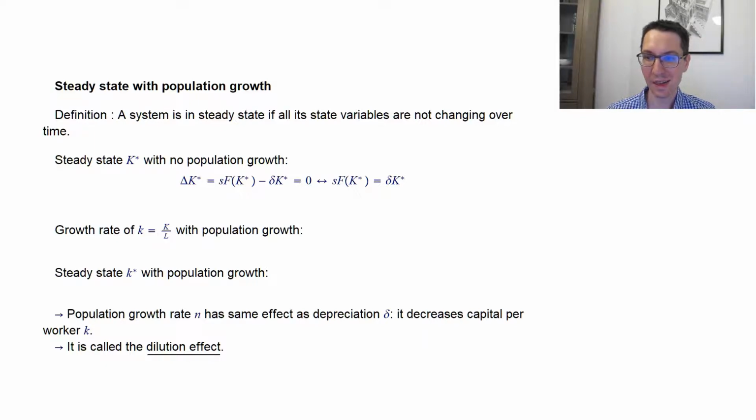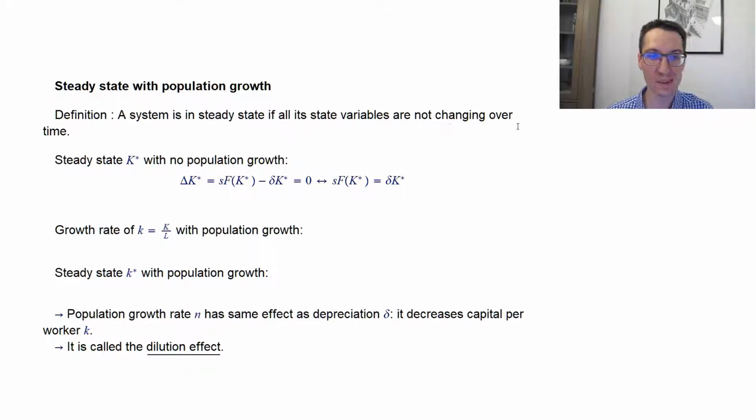Hey guys, welcome back. So now that we've seen graphically where the economy is converging and that we know one or two things about growth rates of divisions and multiplications, let's go ahead and define formally the steady state with population growth. Just a reminder of what we know.